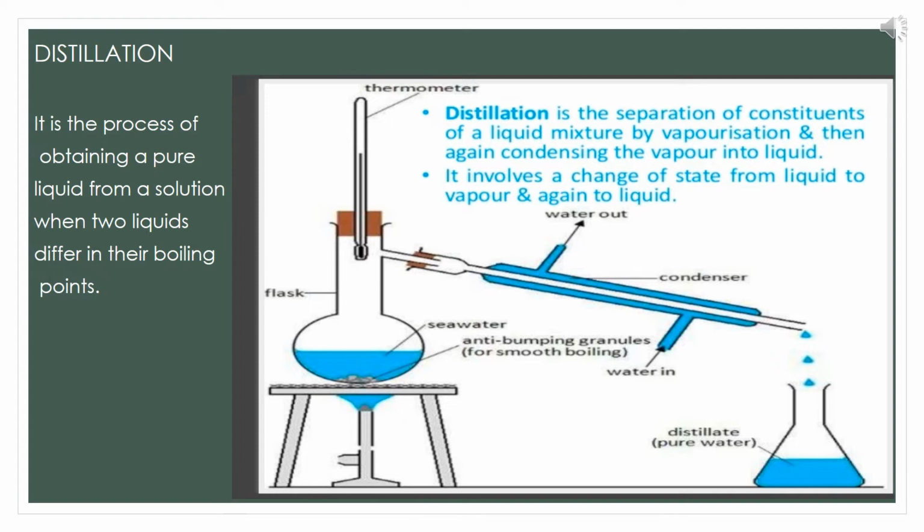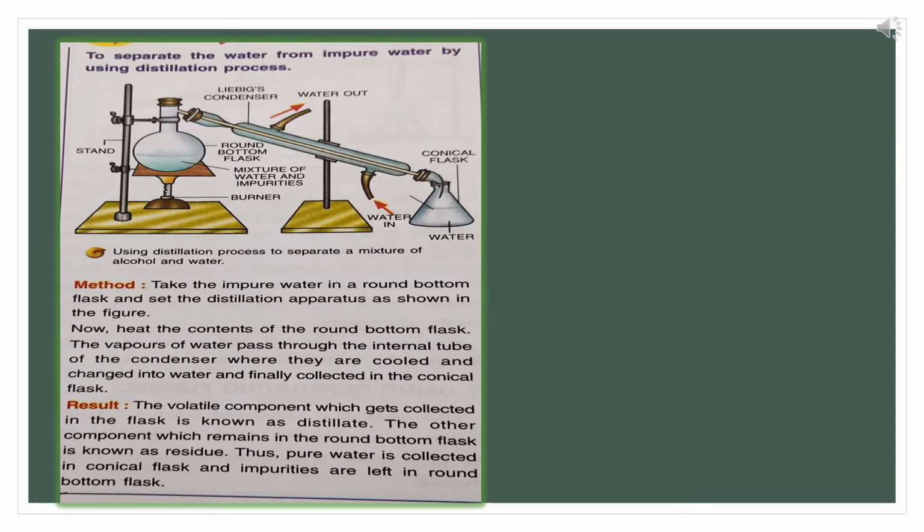Now we have to remember that during this process of distillation, it involves a change of state from liquid to vapor and then back to liquid. As we can see in the picture, it explains the process of distillation. So here we are going to separate water from impure water. The impure water is taken in the round bottom flask and the distillation apparatus is set up. The distillation apparatus consists of, number one, the round bottom flask. As the name suggests, you can see the picture, it is round in shape, so we call it round bottom flask. It is the flask where the mixture is taken.